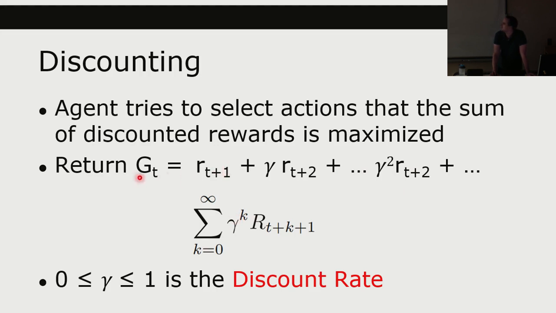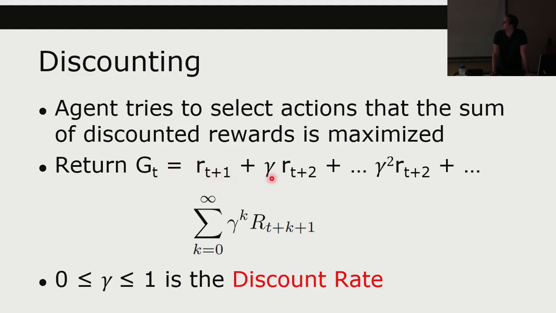Let's do an example of gamma equal to half. Then our return would be equal to the next reward plus half of the reward after that, plus a quarter of the reward after that, plus an eighth of the reward after that, etc. By setting gamma equal to 1, we get the formula that we've been using so far, because 1 to the power of anything is just 1. So we'd get the next reward plus the next one plus the next one plus the next one.